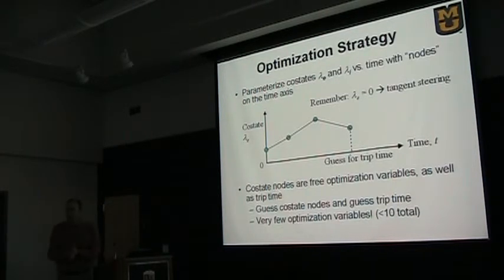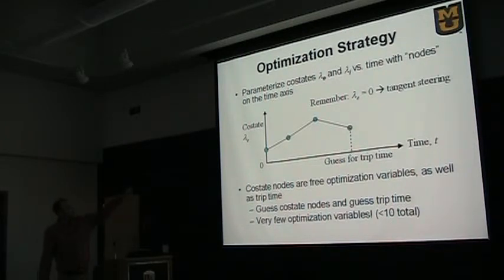So this now goes into the optimization strategy. This is the approach I've taken to solve these problems. The idea is to parameterize the costates, parameterize these lambdas as simple functions with these little green dots, call those nodes. Assign them over time on the time axis. And if I only pick 4 of them, I can connect them by lines, use linear interpolation between those points.